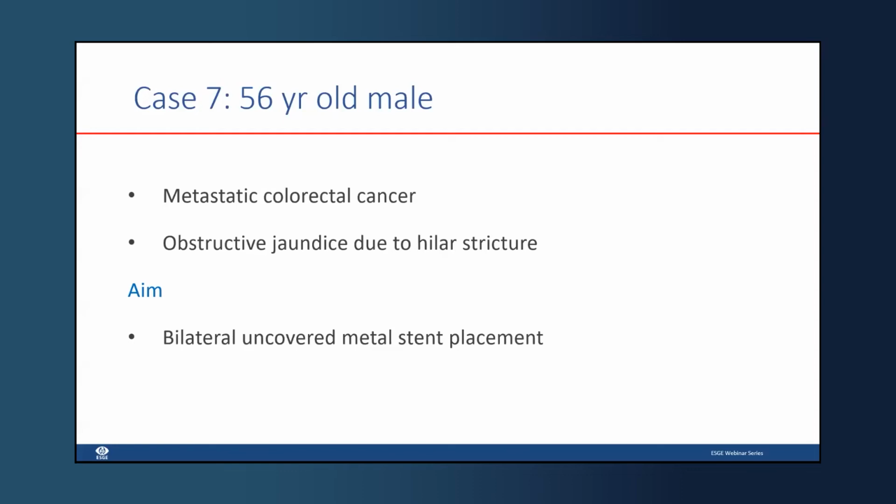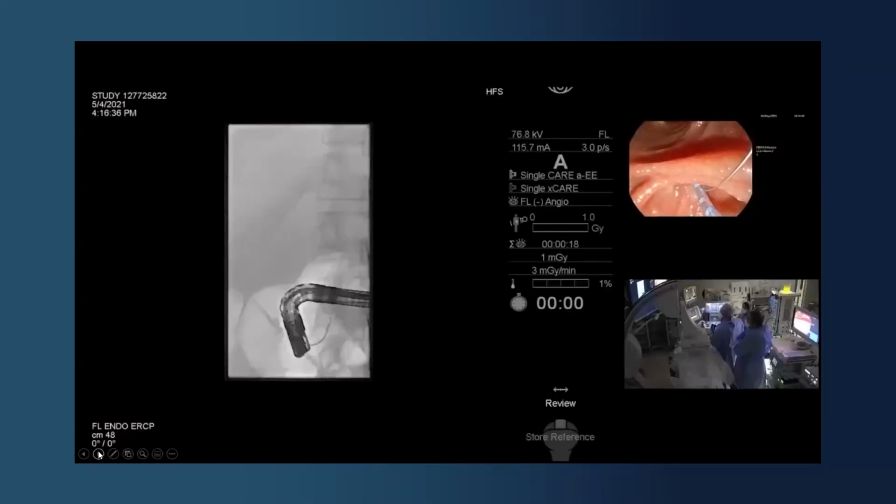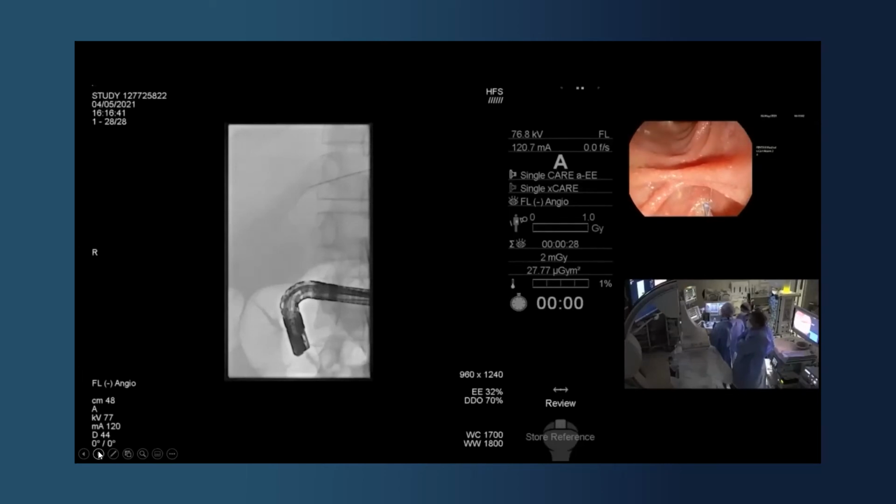Okay, so 56-year-old man with metastatic colorectal cancer with hilar nodes and intrahepatic metastases with obstructive jaundice due to a hilar stricture. And the aim today, in this case, was to place bilateral uncovered mesh metal stents. Okay, so this is a 56-year-old man, unfortunately with metastatic malignancy with hilar obstruction due to metastases.